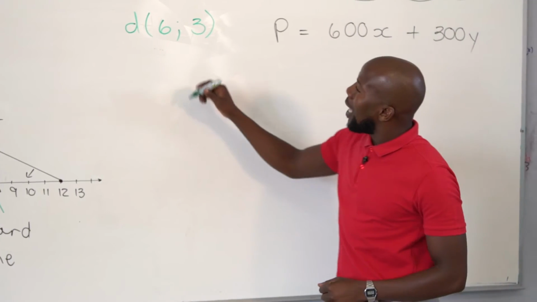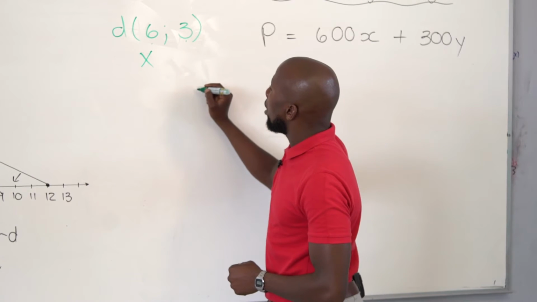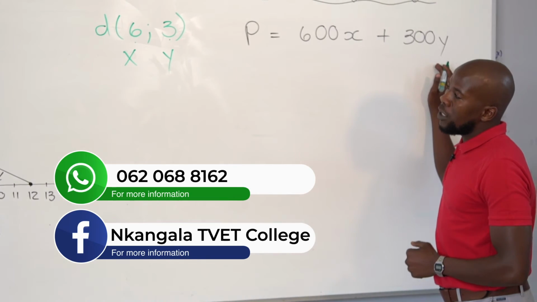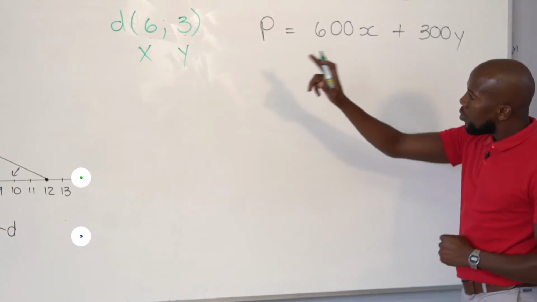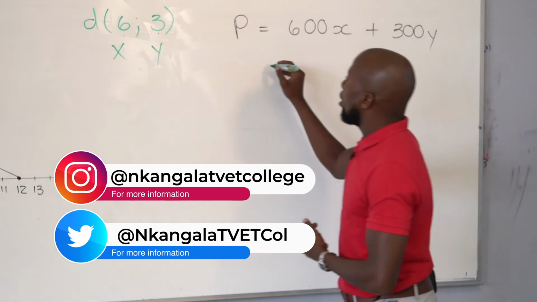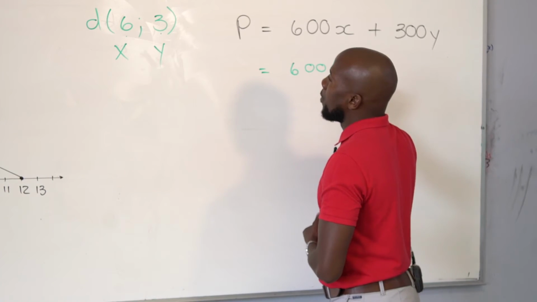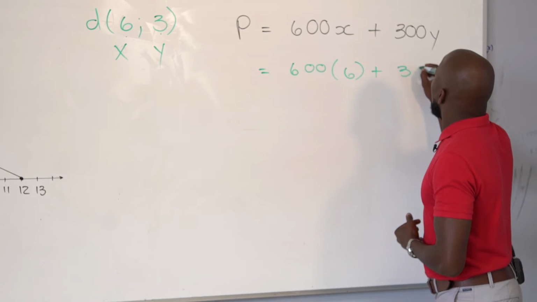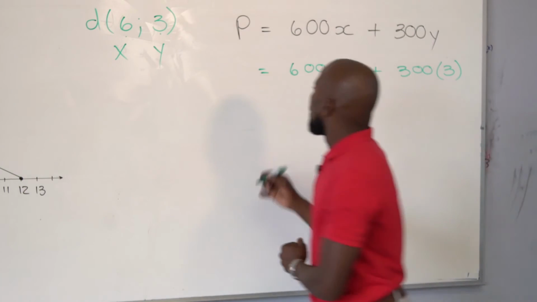Okay, so the 6 corresponds to the x coordinate. The 3 corresponds to the y coordinate. Go back to the original profit equation. Substitute each of these variables. Where you see x, you substitute the value for x. Where you see y, you do likewise. And you can determine your profit. So it's 600, the 6 there, plus 300 with a 3 over there.